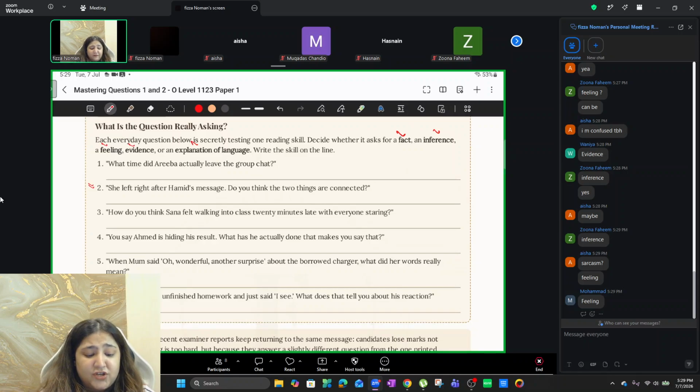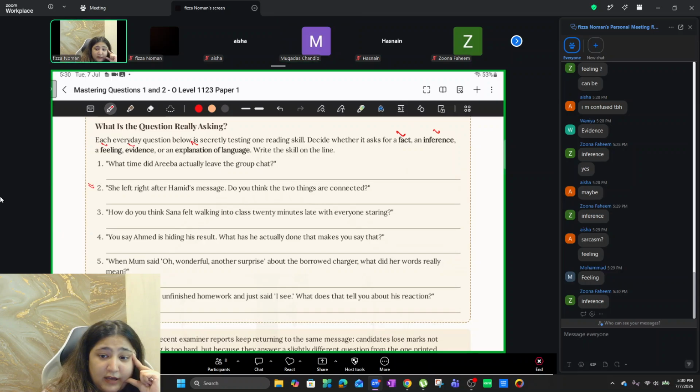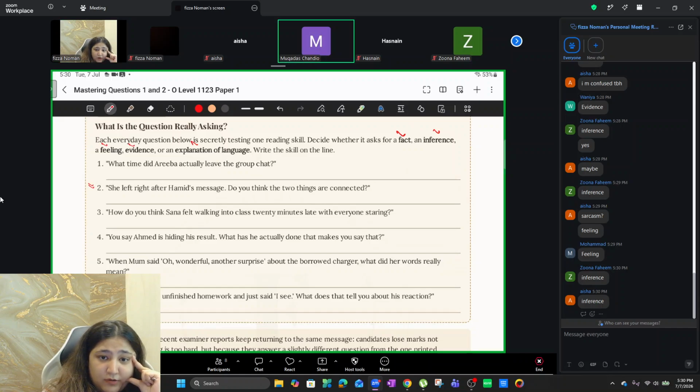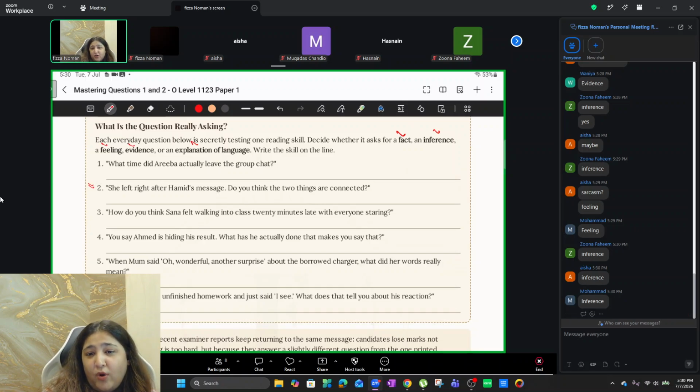Sir looked at the unfinished homework and just said, "I see." What does that tell you about his reaction? That could suggest a feeling or explanation of language. Good enough, Mukaddas. Anyone else? Inference, okay. Inference again. Ma'am, what does inference really suggest about? Inference means to figure out something using clues, beta. What is the text inferring? Or what can you infer actually from the text? What can you figure out from the text? By looking at clues. Make sense?